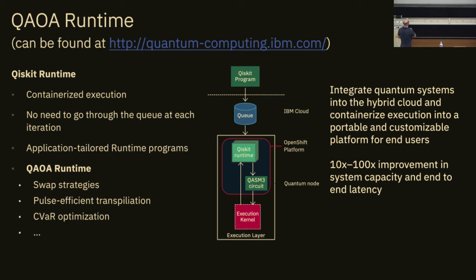And for this Qiskit runtime, we built a QAOA runtime program. And this QAOA runtime includes all these swap strategies. It includes some pulse-efficient transpilation that some people here in the audience developed. It allows the CVaR optimization, and you can also use this then in the warm starting, in a recursive. Like you can use that with all these techniques. Some of the things have to run on the client side, but the actual QAOA training loop, the optimization, then runs in the QAOA runtime.